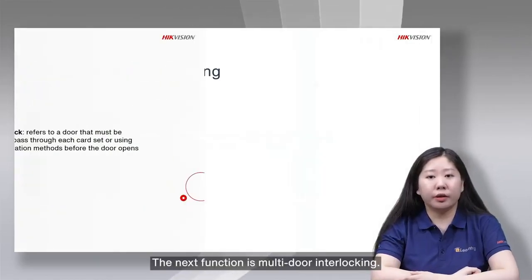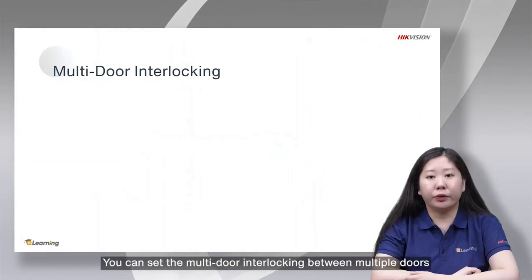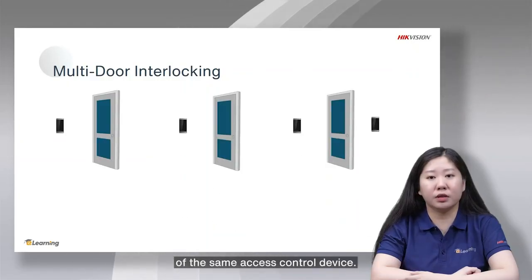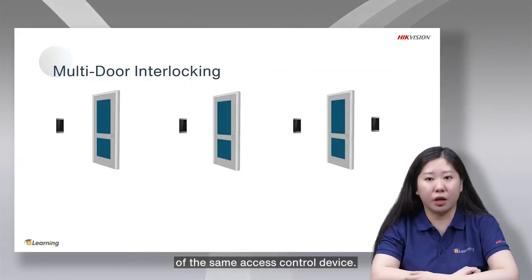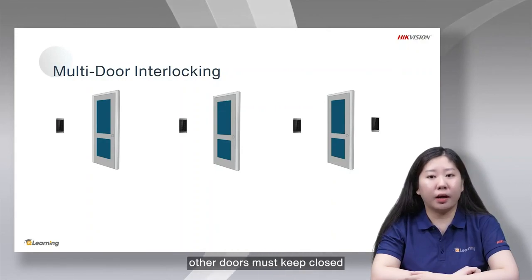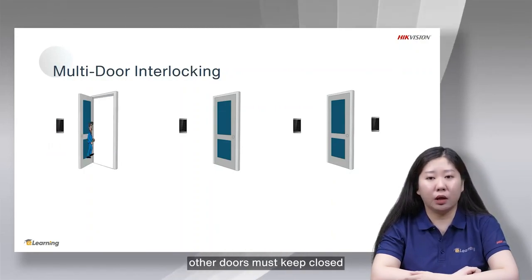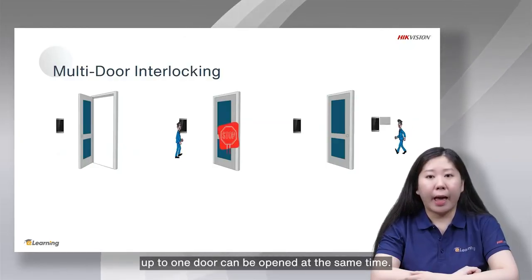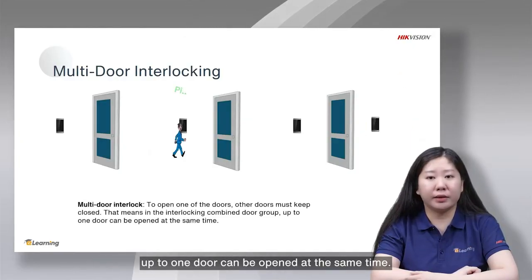The next function is multi-door interlocking. You can set the multi-door interlocking between the multiple doors of the same access control device. To open one of the doors, the other doors must remain closed. That means in the interlocking combined door group, at most 1 door can be open at the same time.